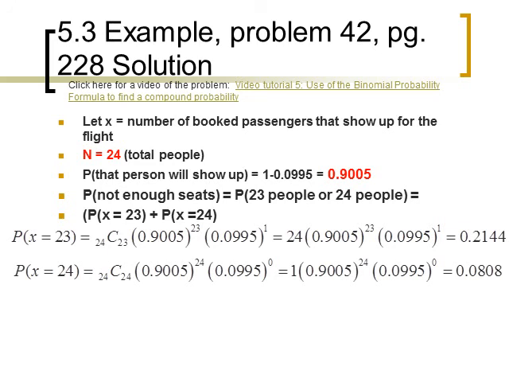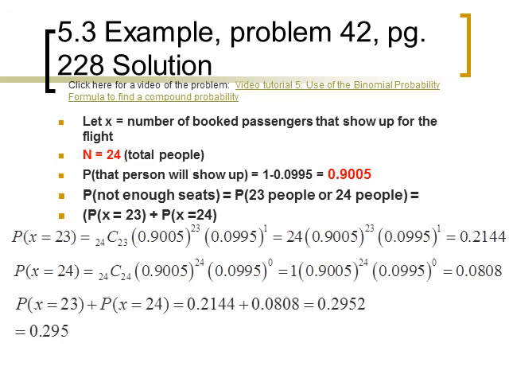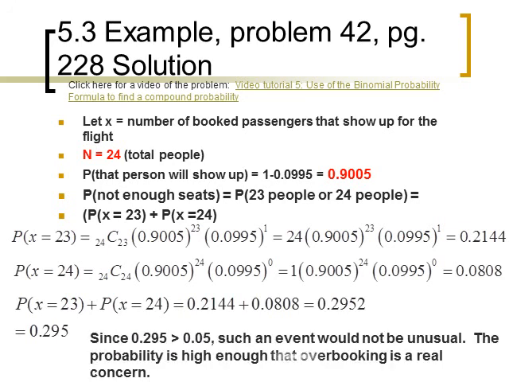Now for x equals 24, we have 24C24 times 0.9005 to the 24th times 0.0995 to the 0 power. Anything to the 0 power becomes the number 1. So this equals 0.0808. Now we find the sum of these probabilities and we get 0.295 as the answer. So since 0.295 is about 30% and that's greater than 5%, such an event is not unusual. So the probability is high enough that overbooking is a real concern.